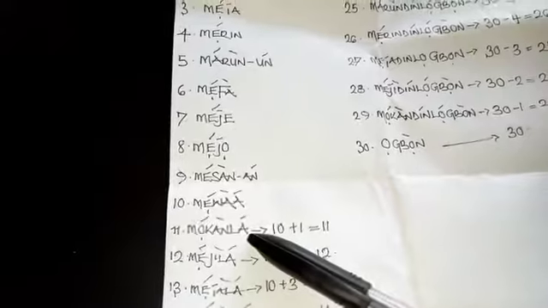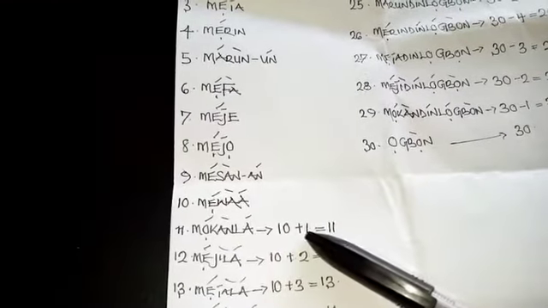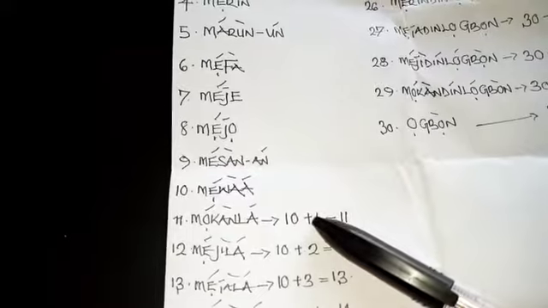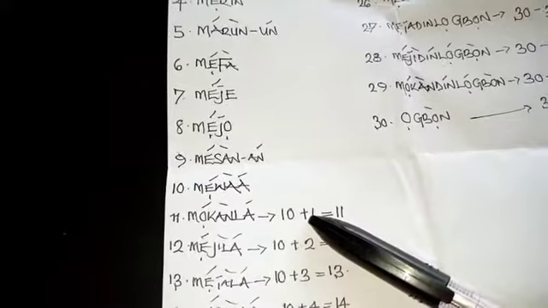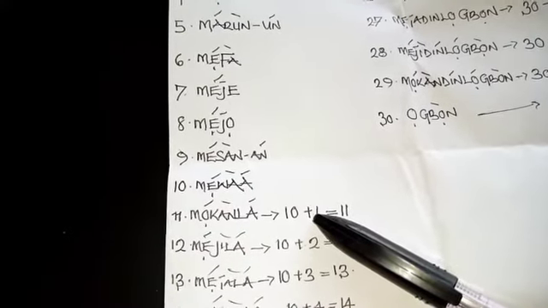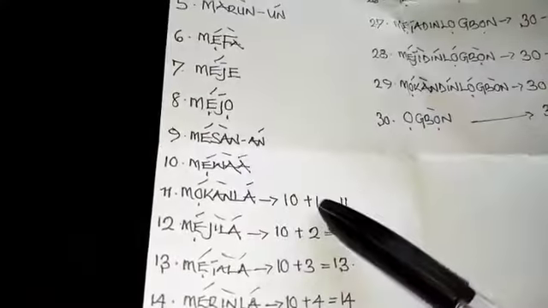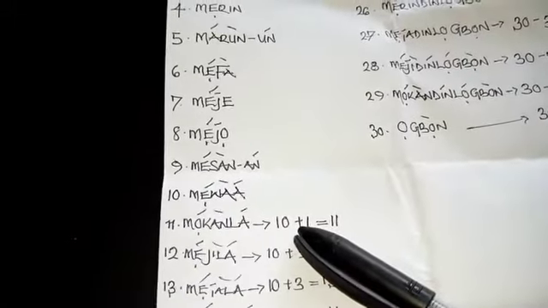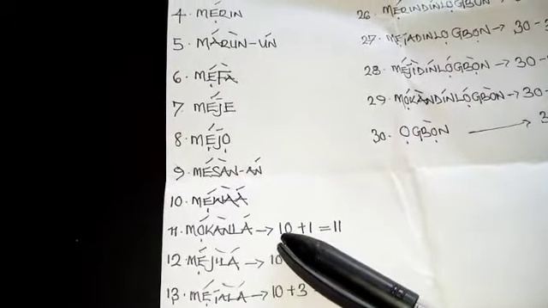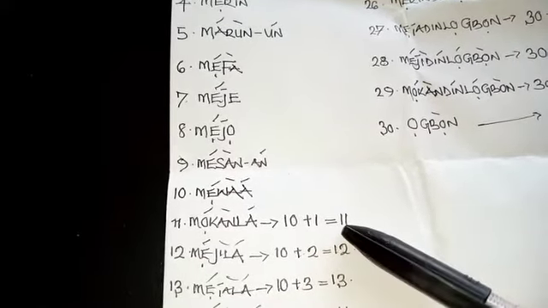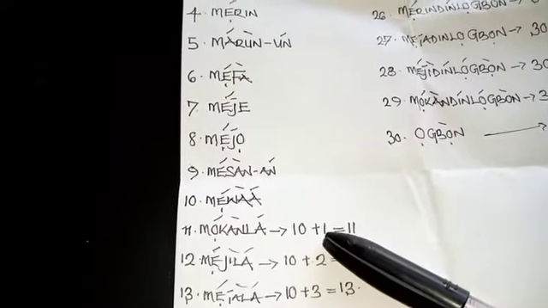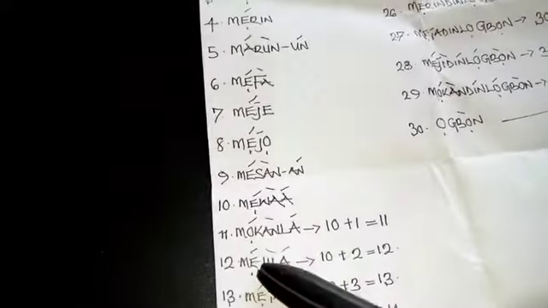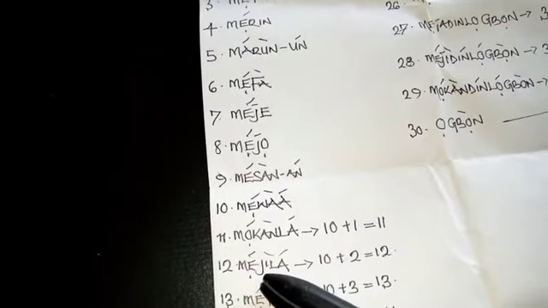11, mọ́kànlá. That is 10 plus 1. Before the arrival of foreign education, Yoruba had what we call addition, subtraction, and also multiplication. So this is the use of addition here. 10 plus 1 gives us 11. Mẹ́wàá kárò pọ̀ mọ́ ọ̀kan, ó fún wa ní mọ́kànlá. Méjìlá, 10 plus 2 gives us 12.